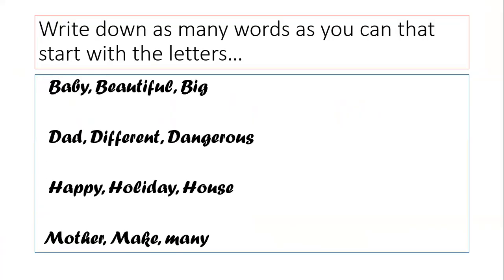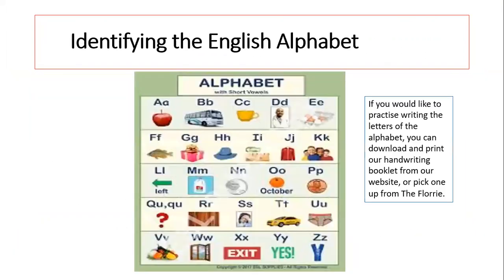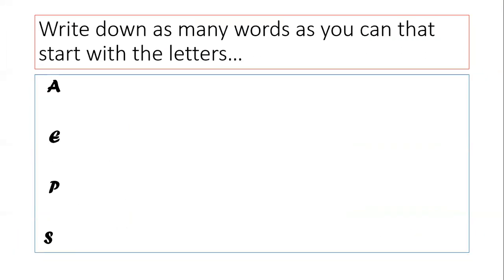So as promised, we're going to pick 4 more letters from the alphabet today, and I have picked B, D, H, and M. Okay, so let's see how many words you can come up with beginning with B, D, H, and M. So I'm going to give you a couple of minutes to do that, and then I'll show you some of the words that I used. Off you go.